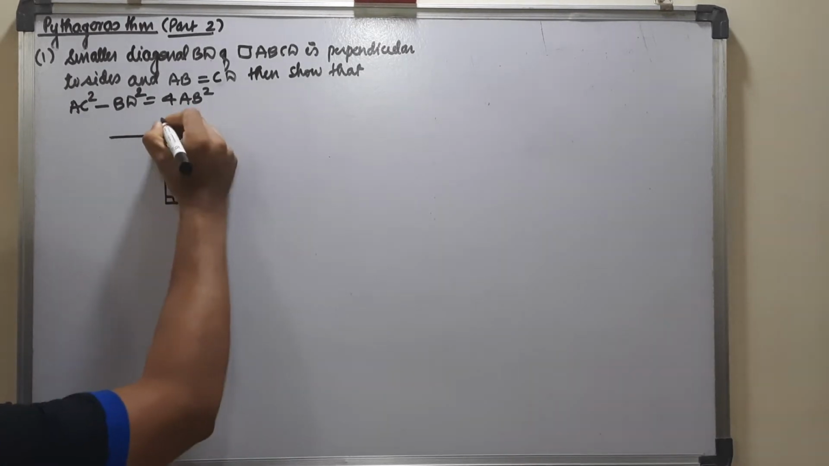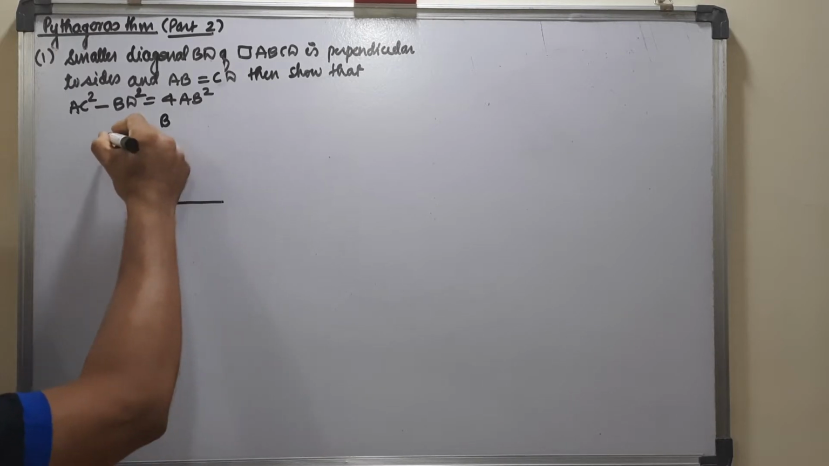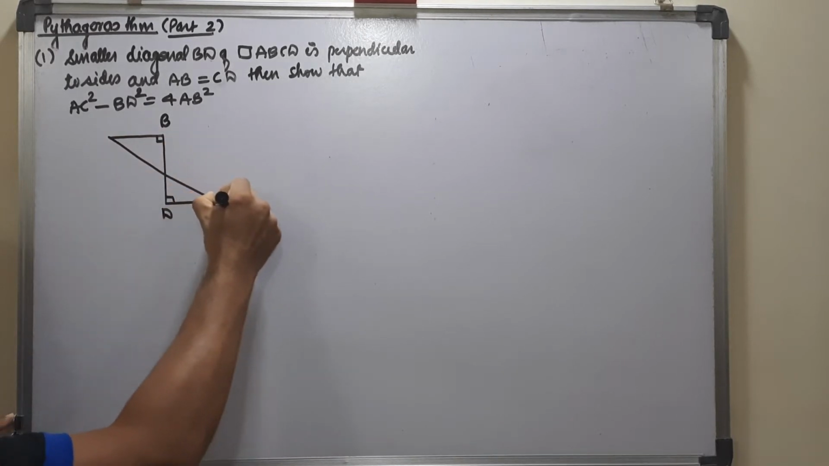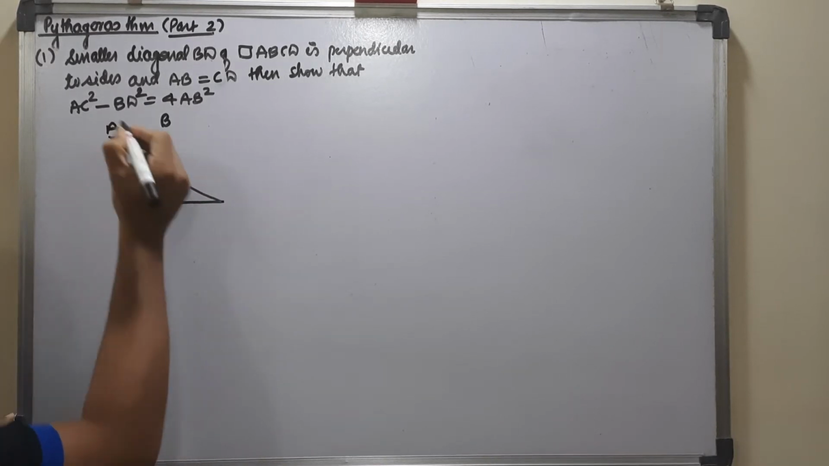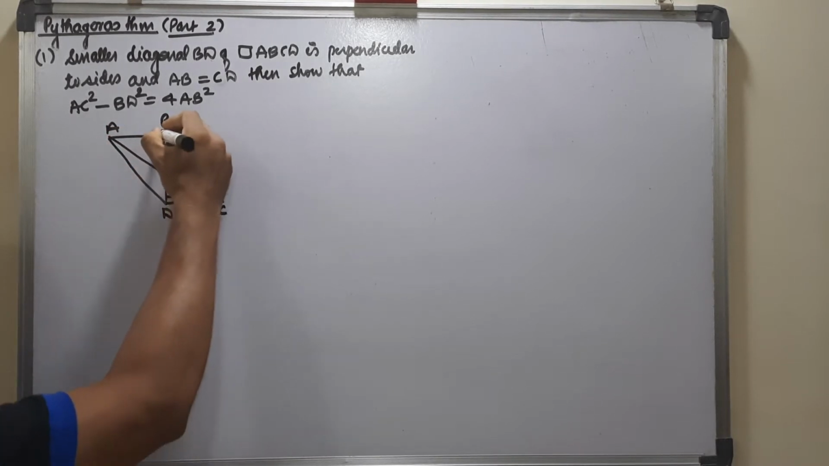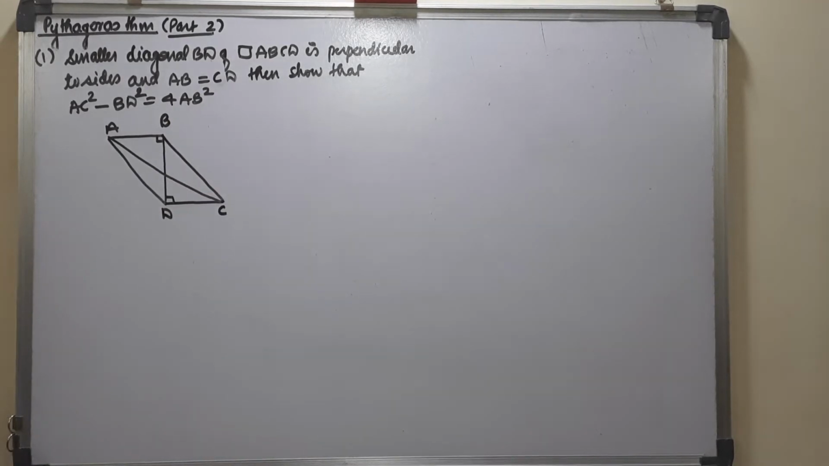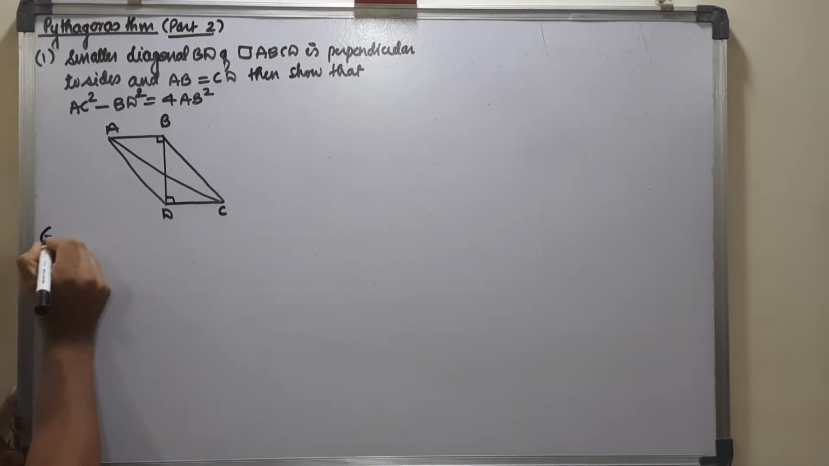This is your B and this is your D. So this is your next diagonal, and this is your A and this is your C. Let me complete the quadrilateral. So this is your required quadrilateral. The given part is very simple over here.